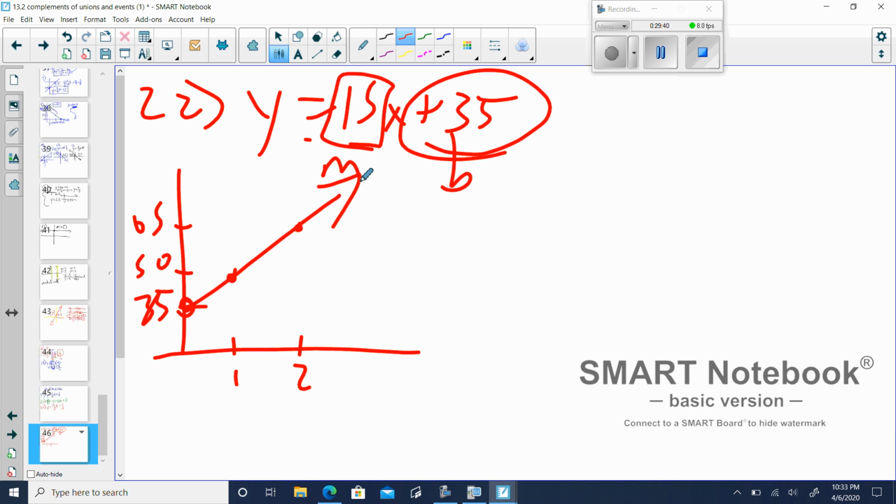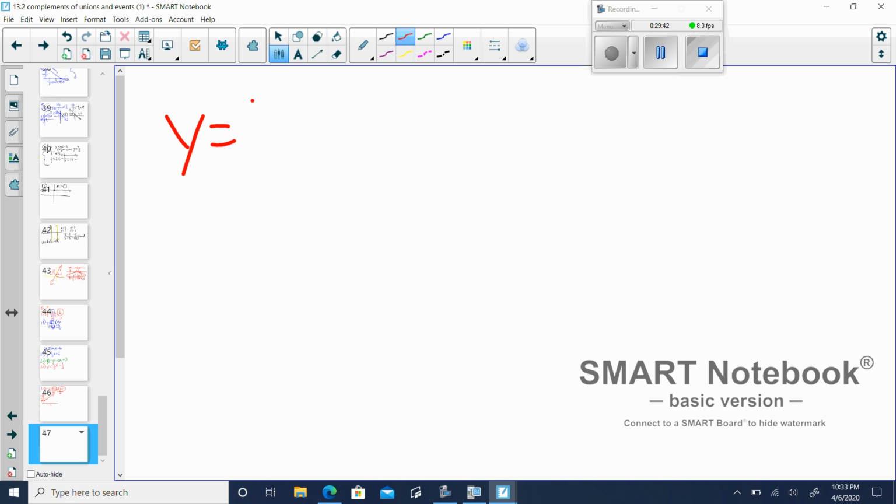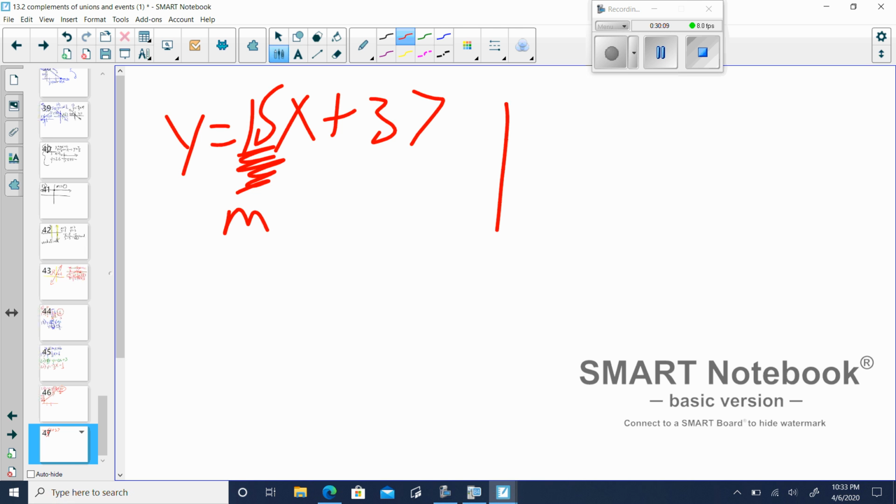23. Similar, y equals 15x plus 37. What's the context here though? Temperature in degrees Fahrenheit based on the number of chirps a cricket makes in 15 seconds. Huh. So 15 seconds is our slope. Graph the equation, estimate the number of chirps a cricket will make in 15 seconds if the temperature is 80 degrees Fahrenheit.